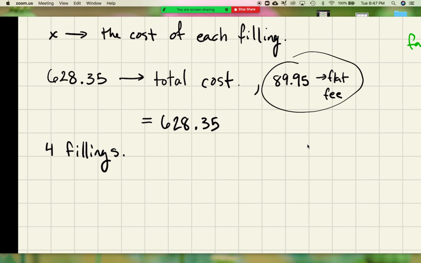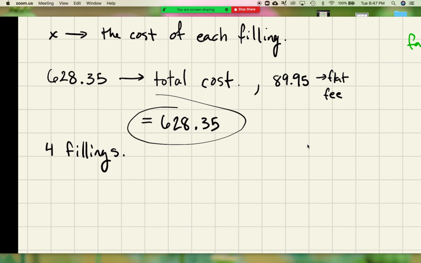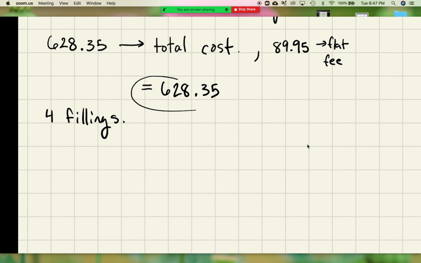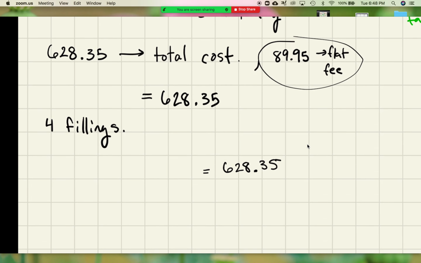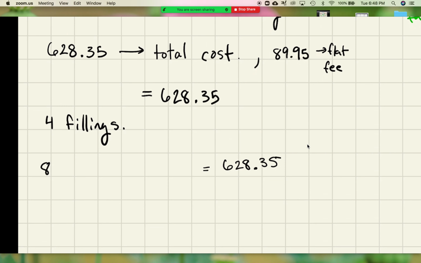But all right, cool. We have to pay $89.95 no matter what. So I'm going to guess that the right side is just all by itself, the 628.35. So I'll write that over here, 628.35. And no matter what, I'm going to have to pay this flat fee. It doesn't even matter how many cavities I have or how many fillings I need. So I'm going to say that one is probably all by itself, $89.95 plus, and then I know I have 4 fillings.